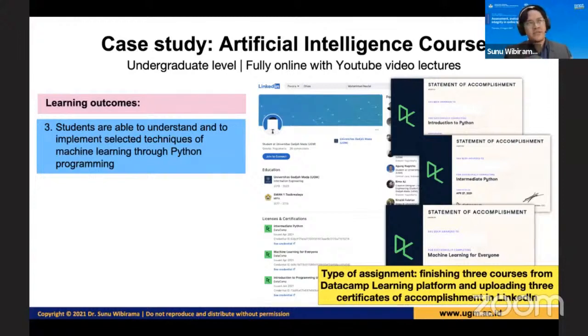And then after they finish these courses, they had to upload the certificates to their LinkedIn account. So they had to create a LinkedIn account, and then they had to upload the credentials of the certificate so that LinkedIn can validate the certificate, and then it can create a record based on the timeliness of finishing these 3 courses.